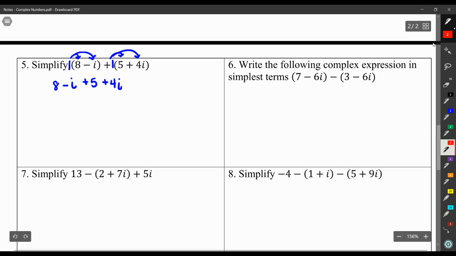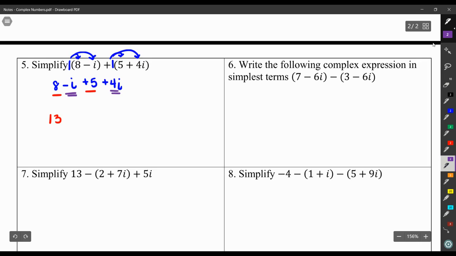Now that you've gotten rid of the parentheses, you can use like terms to combine some of these terms. So 8 and 5 can be combined to add up to 13. Also negative i plus 4i are like terms, and that adds up to 3i. You know you're finished when you can no longer simplify. You cannot combine or condense any further. So 13 plus 3i is as far as you can go because those are not like terms.